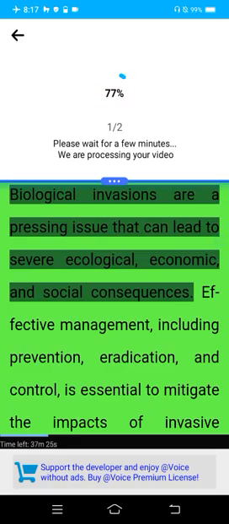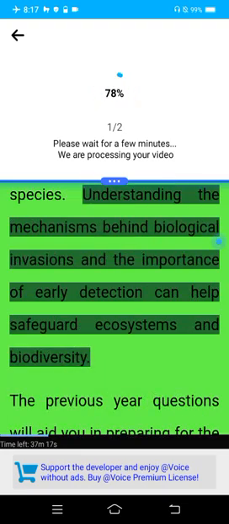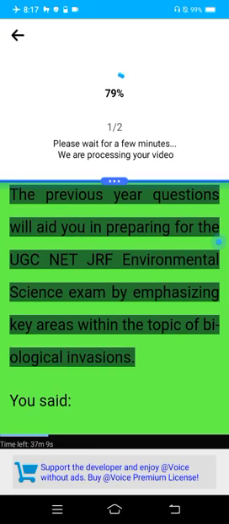Biological invasions are a pressing issue that can lead to severe ecological, economic, and social consequences. Effective management, including prevention, eradication, and control, is essential to mitigate the impacts of invasive species. Understanding the mechanisms behind biological invasions and the importance of early detection can help safeguard ecosystems and biodiversity. The previous year questions will aid you in preparing for the UGC NET JRF environmental science exam by emphasizing key areas within the topic of biological invasions.